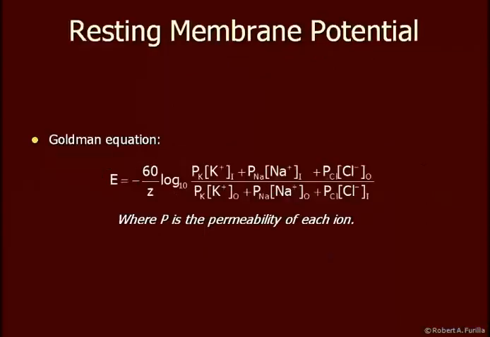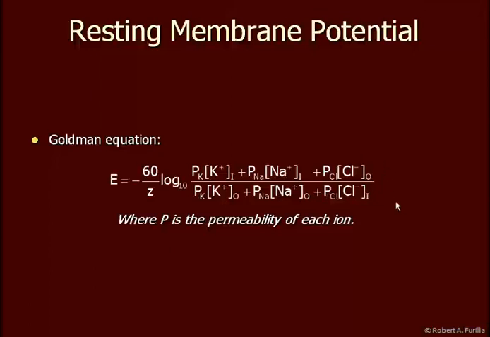Another important concept is the Goldman equation. And this looks an awful lot like the Nernst equation up to this point. But now we're adding permeability. P is permeability for potassium on the inside, the outside, for sodium on the inside and the outside, and for chloride, since it's negative, we reverse the concentrations, outside over inside.